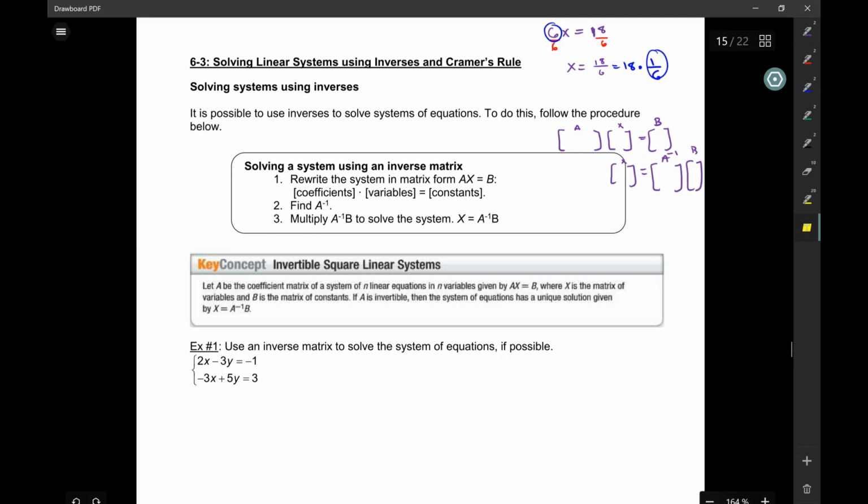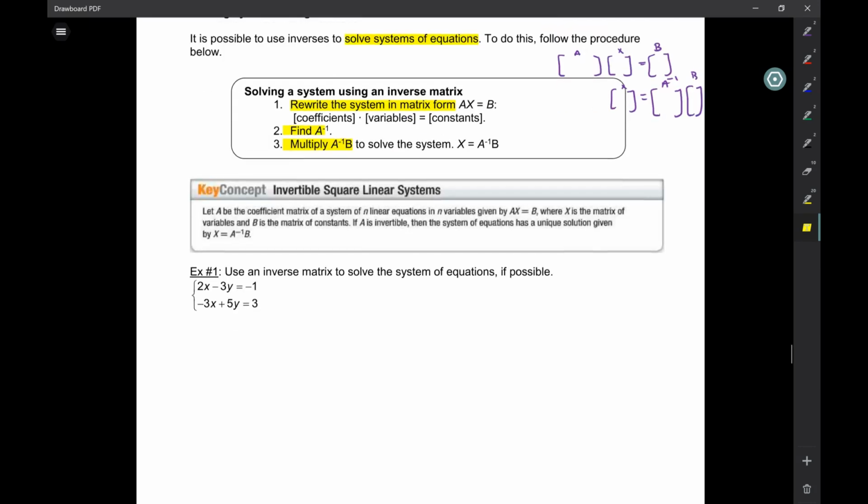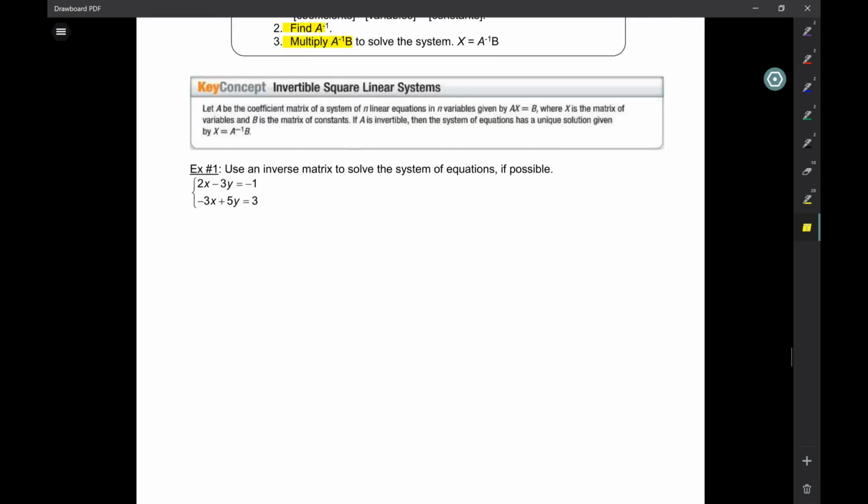Okay, so what we do if you want to solve a system of equations is we rewrite the system in matrix form, and that's A times X equals B. So basically that's the coefficients times the variables equals the constants. You find the inverse matrix, and then you multiply A inverse B. Of course, it has to be in that order because multiplication of matrices is not commutative, right?